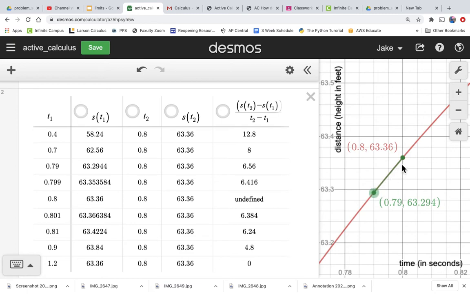Okay, so I hope that helped, that the length of the secant line was approaching 0, and the shorter and shorter the secant line became, the more precise was our estimate of instantaneous velocity. Our average velocity got closer and closer to being an accurate estimate of the instantaneous velocity at 0.8 seconds. Okay, I hope that helped.